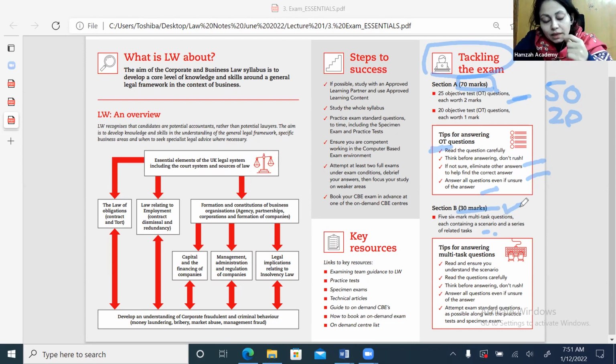Okay, section A of your paper will have statement type questions. What is this concept? What is that concept? What is the meaning of this? What is the element of this? This is section A.